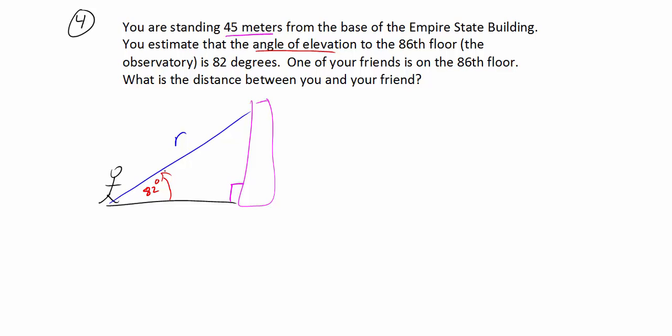Well, it also tells us that we're standing 45 meters from the base. So that tells us that down here at the bottom, we are 45 meters away from the base of the building. So now we have two pieces of information. We have the angle and the adjacent side, and we want to look for the hypotenuse. So which of our trig functions deals with adjacent and hypotenuse? Well, that would be the cosine. Again, if you think of that phrase I told you, SOHCAHTOA, cosine is adjacent over hypotenuse. So the cosine of the 82-degree angle is equal to the adjacent side, which is 45, over the hypotenuse, which is the distance we're looking for.